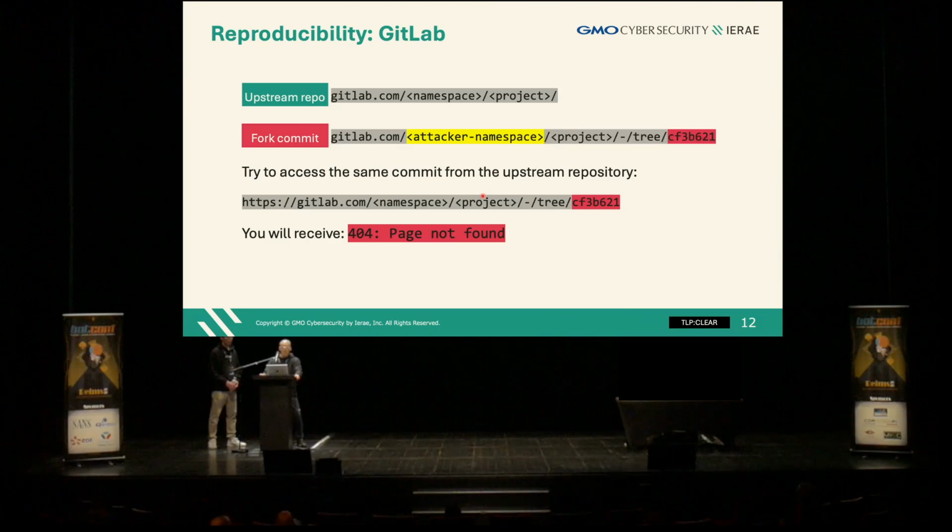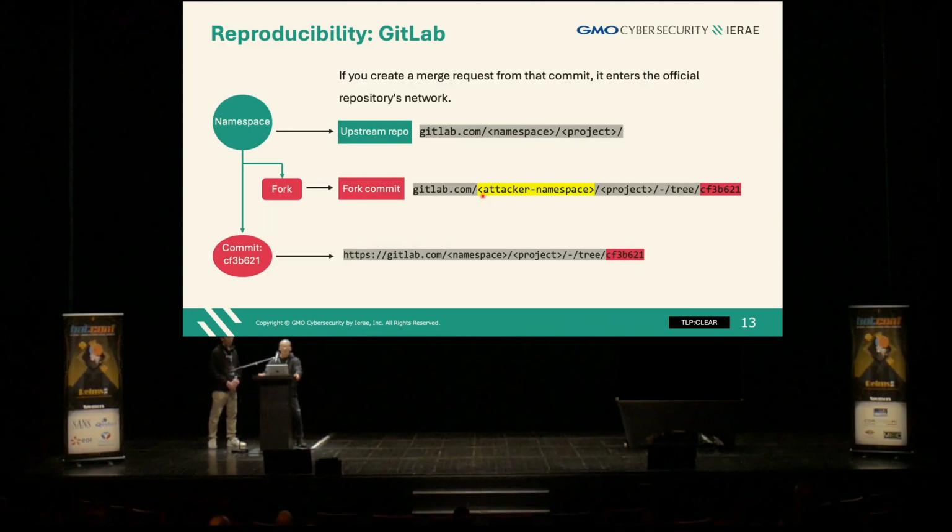Next, we wanted to check if the same thing works on GitLab. If we fork a project and then try to open a fork's commit from the upstream, we just get a 404 page not found. So that is safe. Why is it? Because on GitLab, when you fork a project, the namespace you choose is not part of the official repository network. It means it is separated.